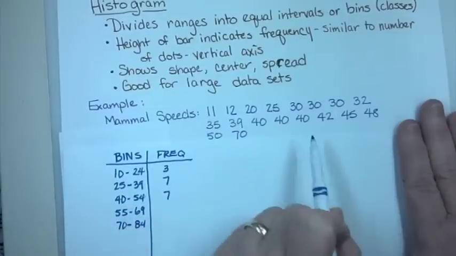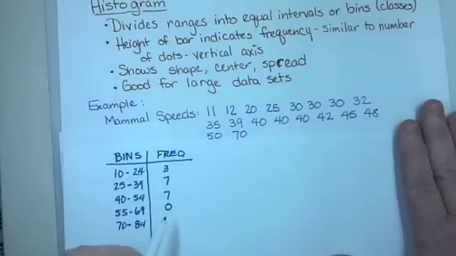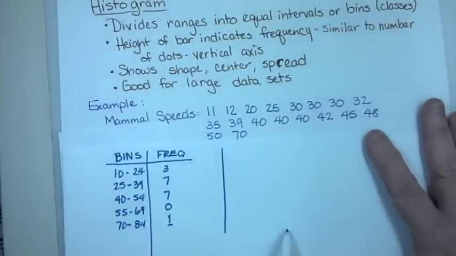And from 55 to 69, I have 0. And then 70 to 84, I have 1. Okay, so that is going to be the frequency I'm going to use on my bar chart, or my histogram, excuse me. So the frequencies always go on the vertical scale.